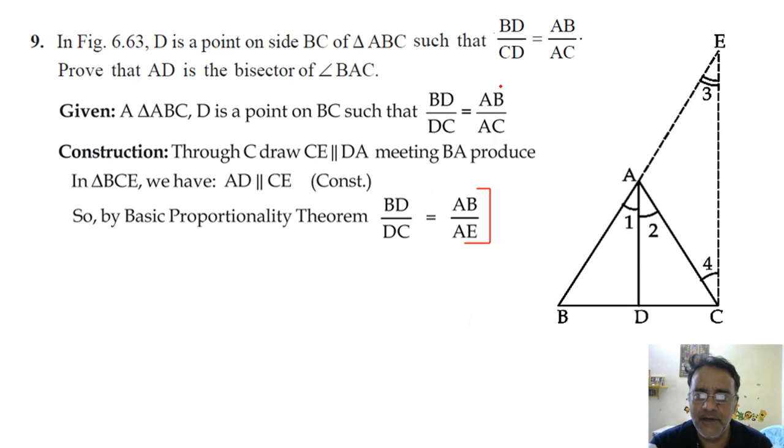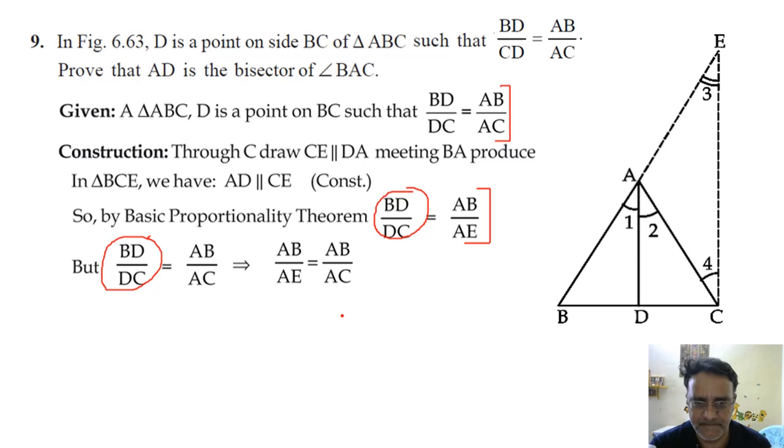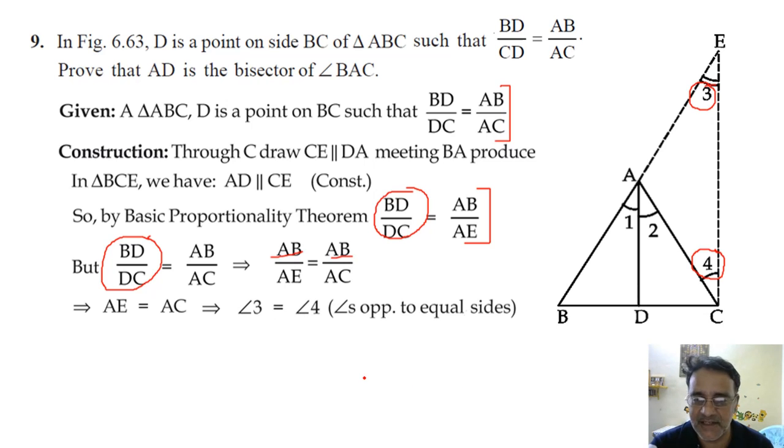Yes. Now, but this is given. If you see carefully, the left hand side of both are same. So right hand side also will be equal to each other. And we will eliminate the numerator. So this will imply AE is equals to AC. And that will imply angle 3 is equals to angle 4. Why? Angles opposite equal sides are equal. Very good. Angles opposite to two equal sides are equal.